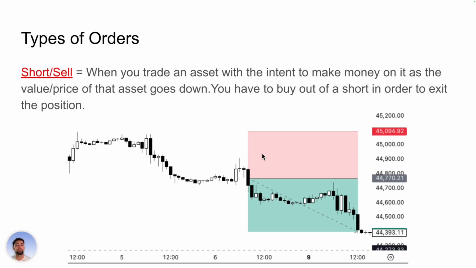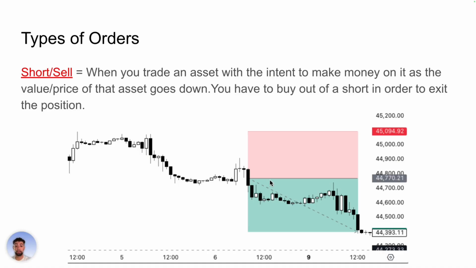Whenever you short or sell something, you're betting against whatever is occurring. You're saying this is not going to go up anymore, it's going to start going down. So like I said, you make money on the way down. You have to buy out of a short in order to exit that position. This can be a confusing concept. Just think about it like this.